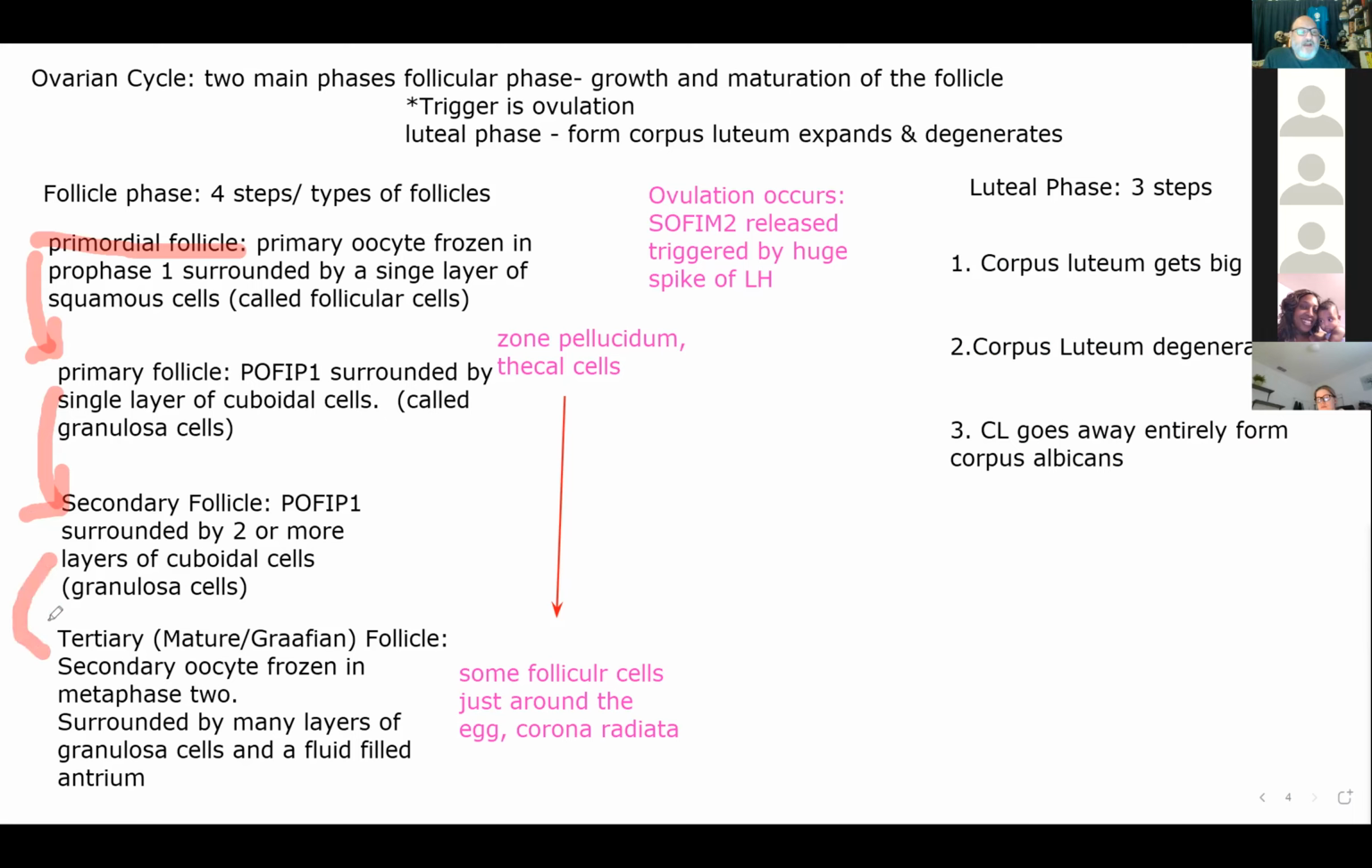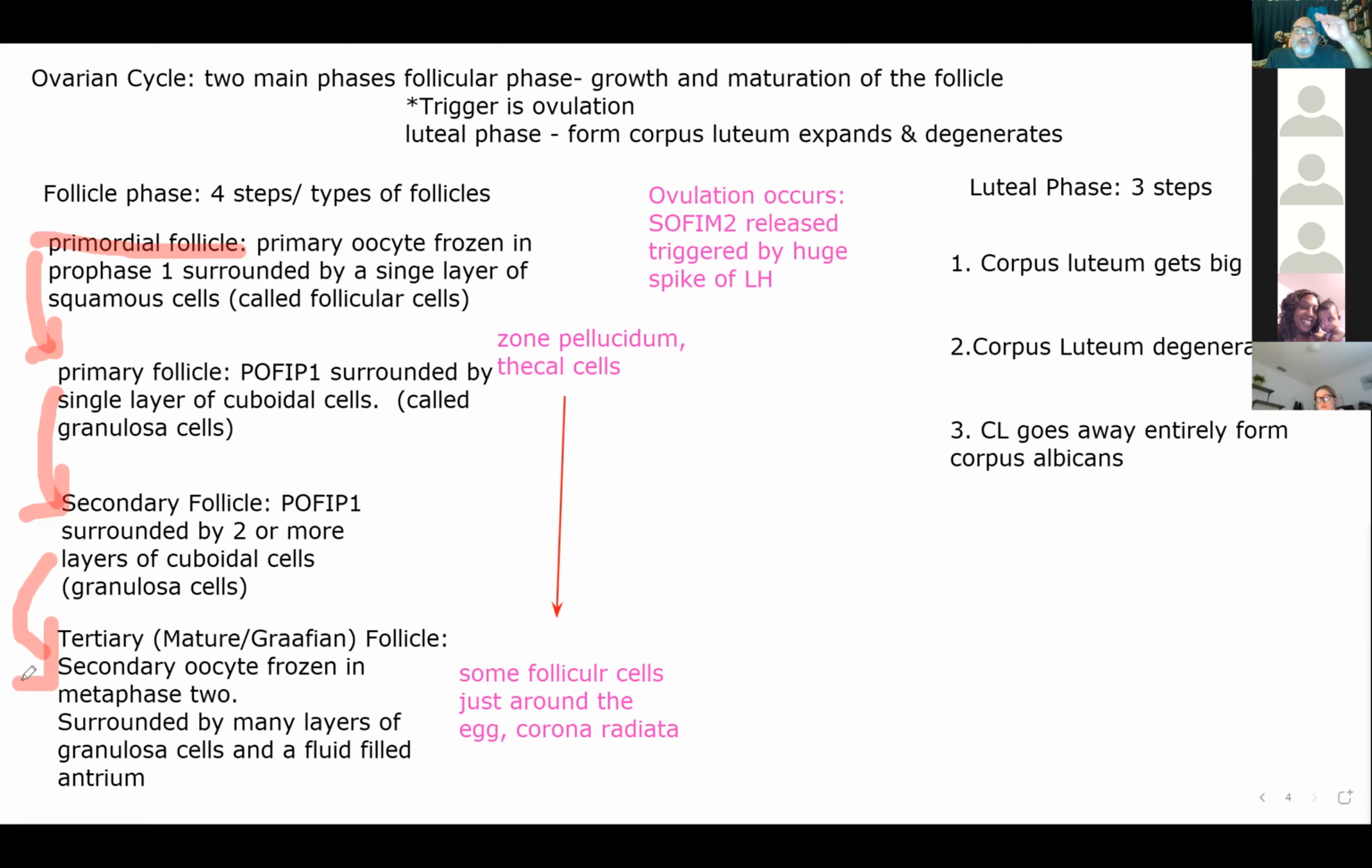And that sole survivor is strong enough, sensitive enough, gets enough of that follicle stimulating hormone that it matures to that tertiary stage. One winner. And that one winner is huge, so big that this big fluid-filled antrum has formed in there. Also so big that it's producing a massive amount of estrogens.